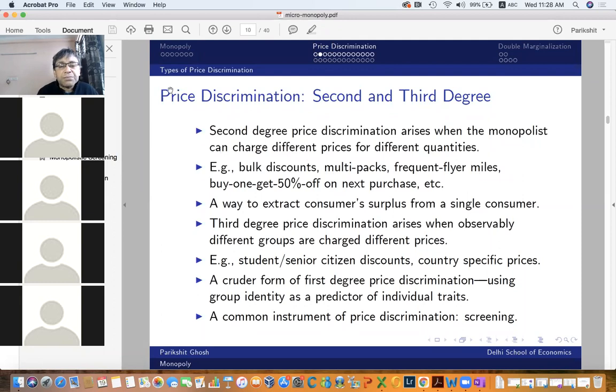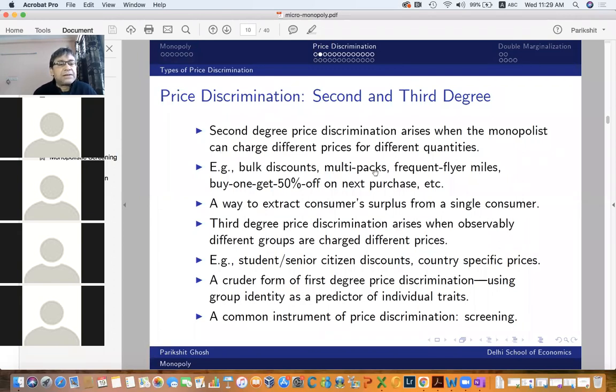So second degree price discrimination arises when the monopolist can charge different prices for different quantities from the same consumer. That is called second degree price discrimination. There are all kinds of examples you can think of from the real world. Sometimes they're done in a roundabout way. You can have bulk discounts, right? You go to clothing stores, they give buy two, get 50% off on the third, or buy two, get one free. That sort of deal is always going on, which essentially amounts to what I'm talking about.